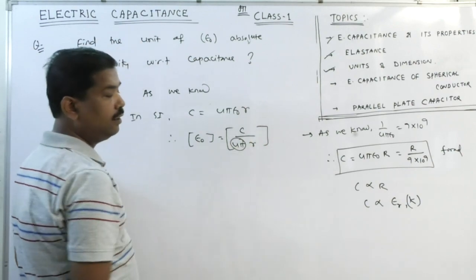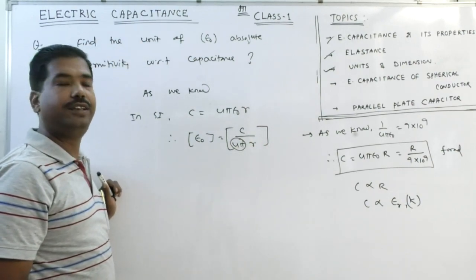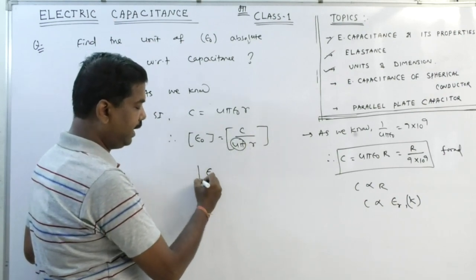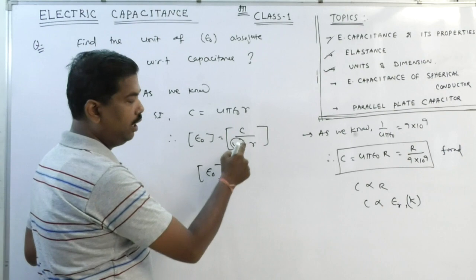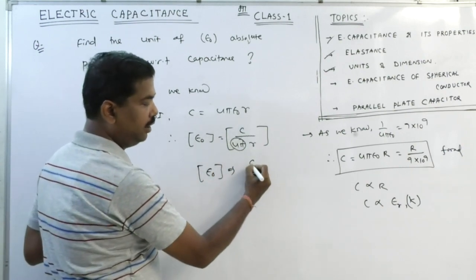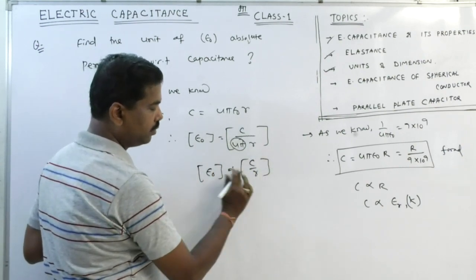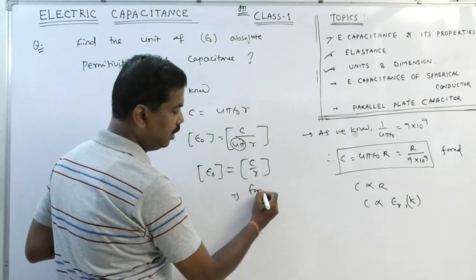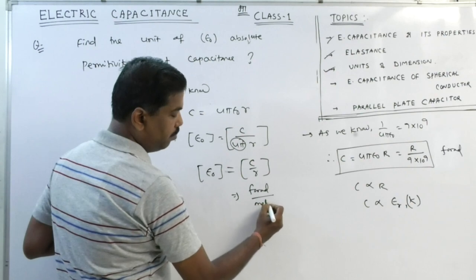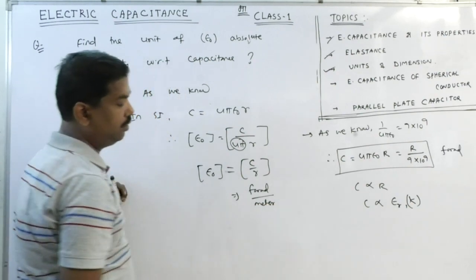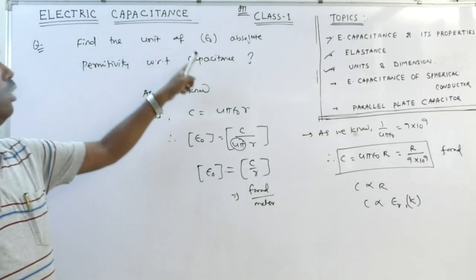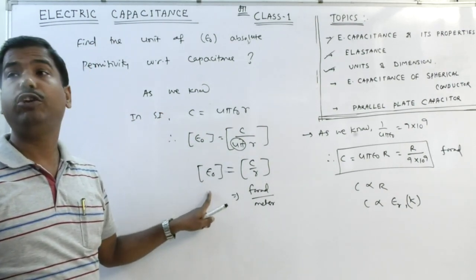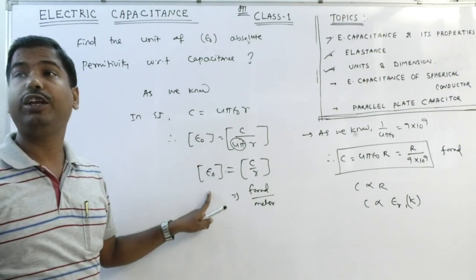But 4 pi is a number, so it has no dimension. Or I can write epsilon 0 has the same unit as C by R. Clear? That is farad per meter in SI. So the unit of epsilon 0 with respect to capacitance is farad per meter, the unit of absolute permittivity. Clear?